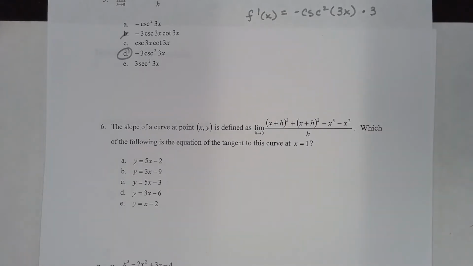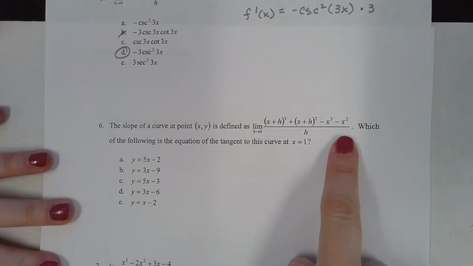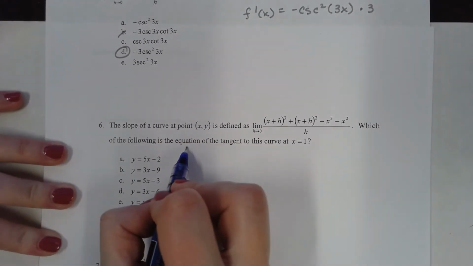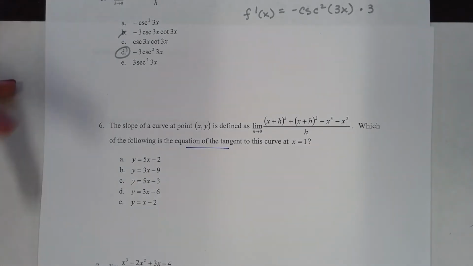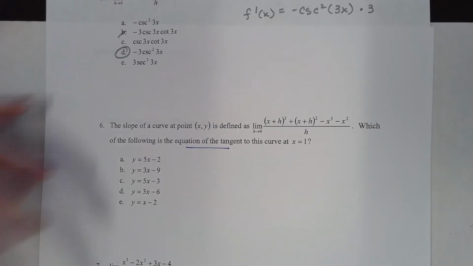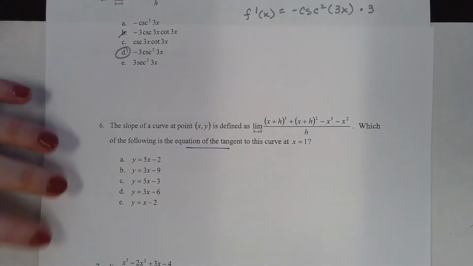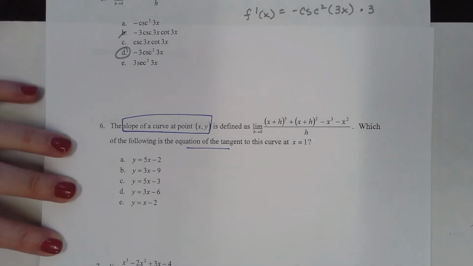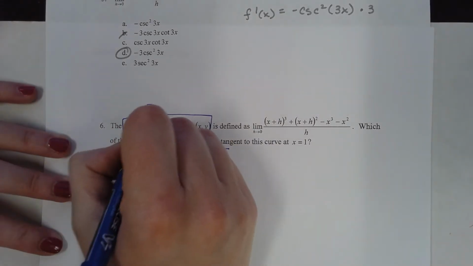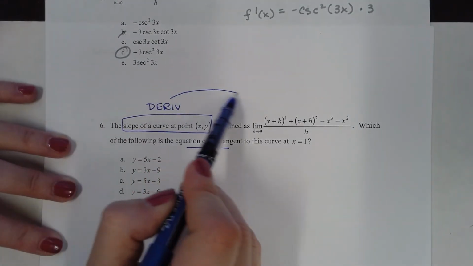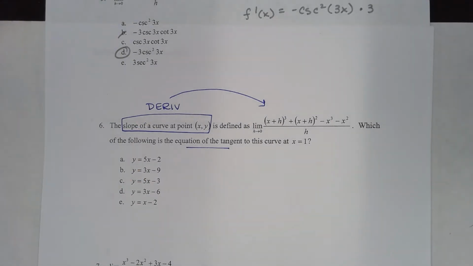If I look at this, the slope of a curve at a point x, y is defined by this. Well, look at that. Which of the following is the equation of the tangent line at x equals 1? They're telling you a lot of information in that sentence if you can interpret that. The slope of a curve, well, what does that really mean? That's your derivative. So they're telling me that the derivative is defined as that limit.